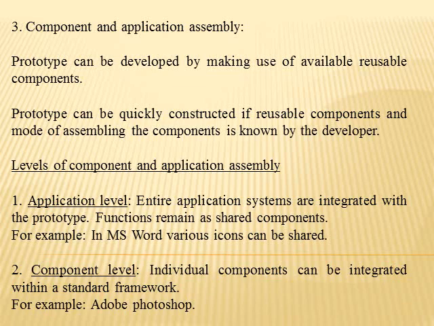And next is component and application assembly. A prototype can be developed by making use of available reusable components. At each level, this is how we can develop a prototype. For example, at the application level, more applications are included. For example, in MS Word you can see many icons, and by using the icons we can work. What is the component level? Individual components are integrated to form a standard framework. That is one framework; in Adobe Photoshop you can use it.